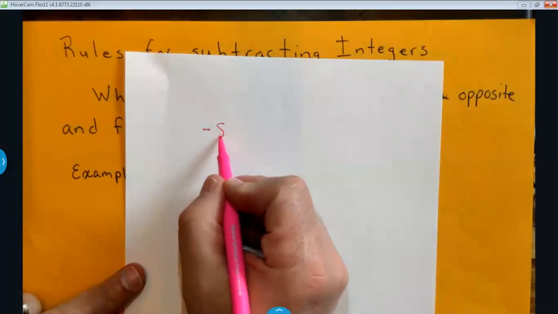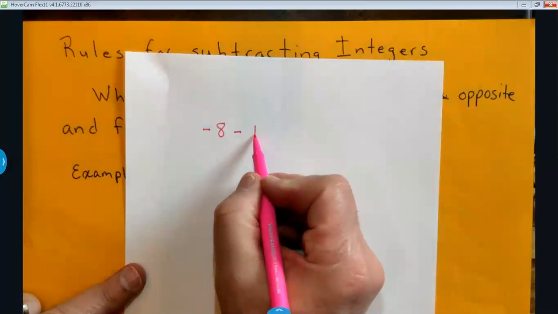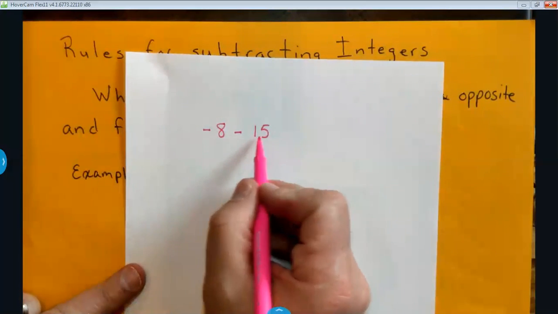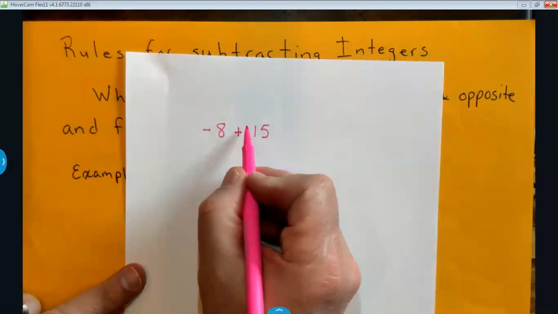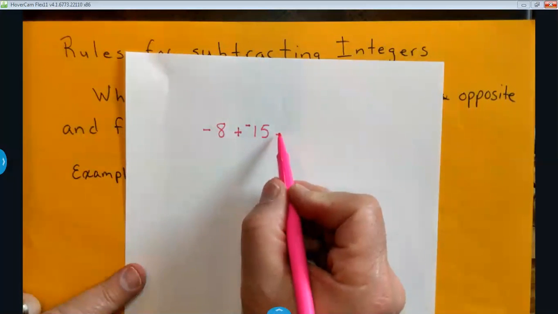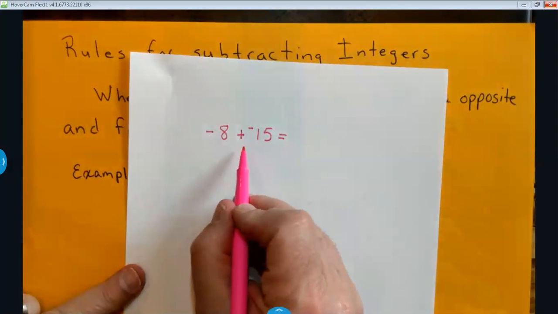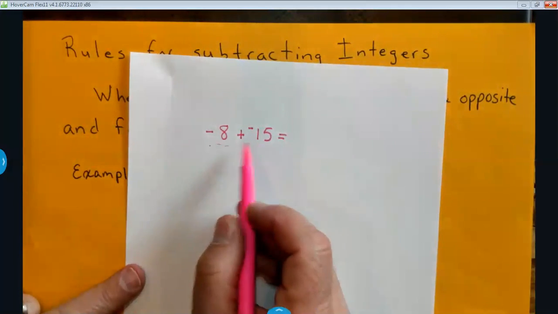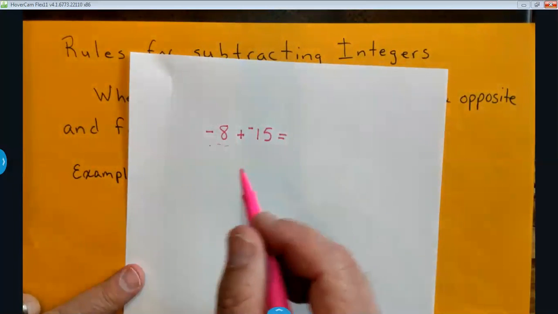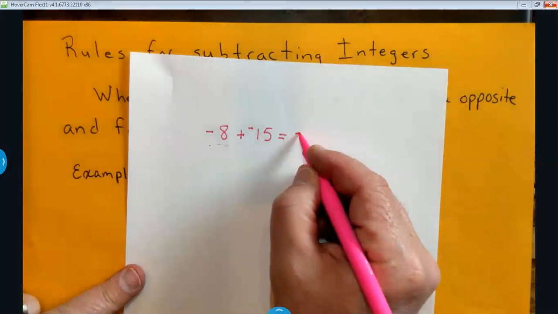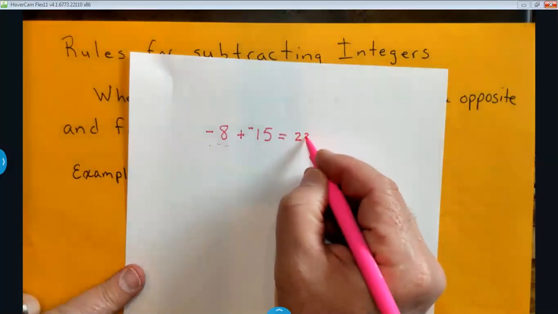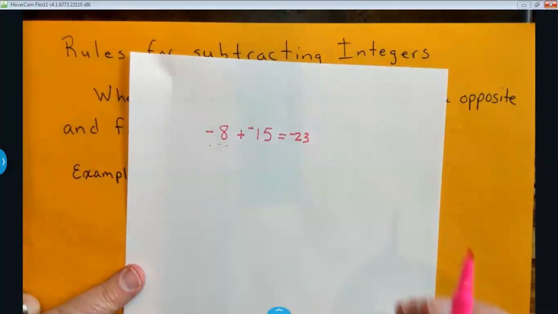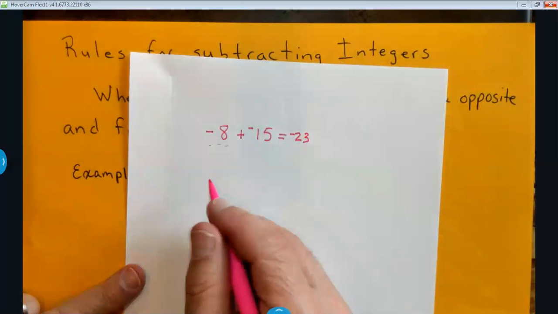So you have a -8 minus 15. I'm subtracting integers, so I add the opposite. Now I'm left with -8 plus -15. I'm adding two integers with the same signs, so I add them. 8 plus 15 is 23, and I keep the sign, -23.